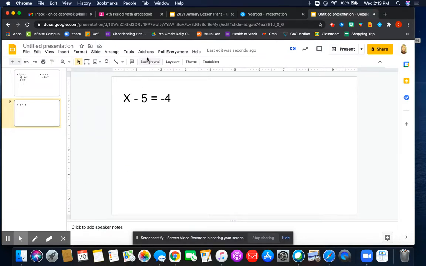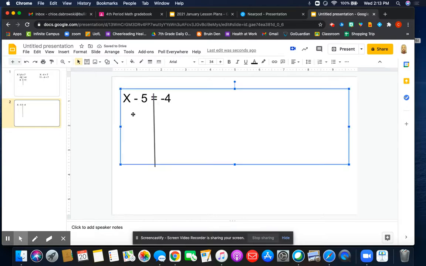Again, the very first thing we should do is take a line straight down our equal sign, because that helps us make sure whatever we're doing to this side, we need to do to the right side as well. So I'm going to look at my x side. Again, I want x to be alone.